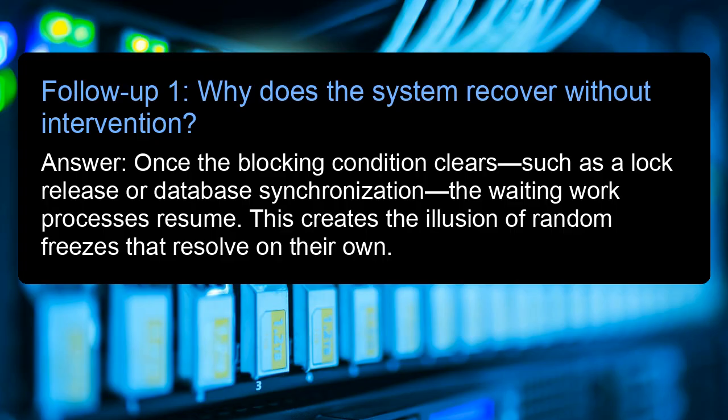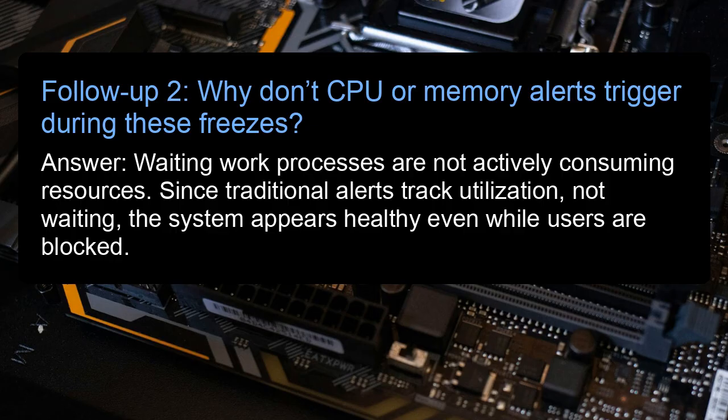Answer: once the blocking condition clears, such as a lock release or database synchronization, the waiting work processes resume. This creates the illusion of random freezes that resolve on their own. Follow-up 2. Why don't CPU or memory alerts trigger during these freezes? Answer: waiting work processes are not actively consuming resources. Since traditional alerts track utilization, not waiting, the system appears healthy even while users are blocked.